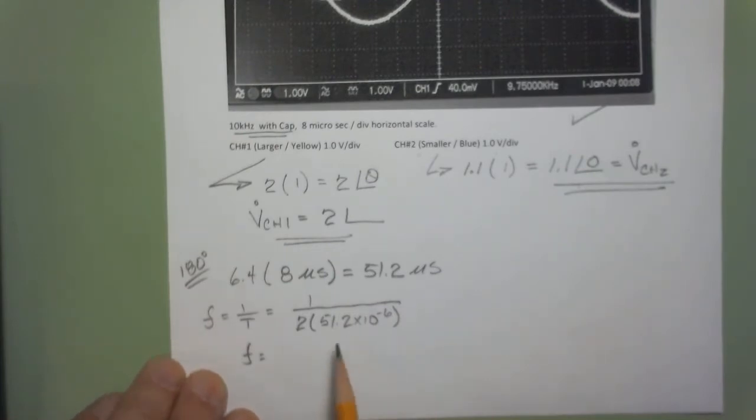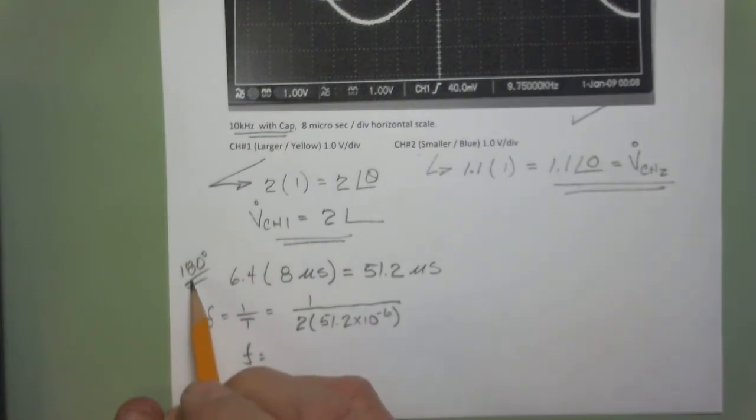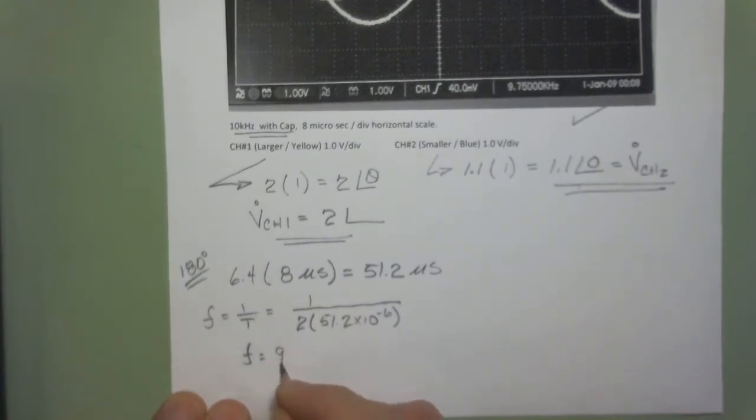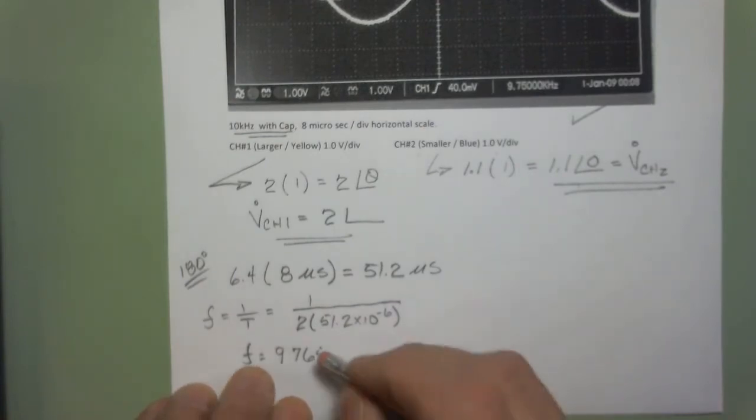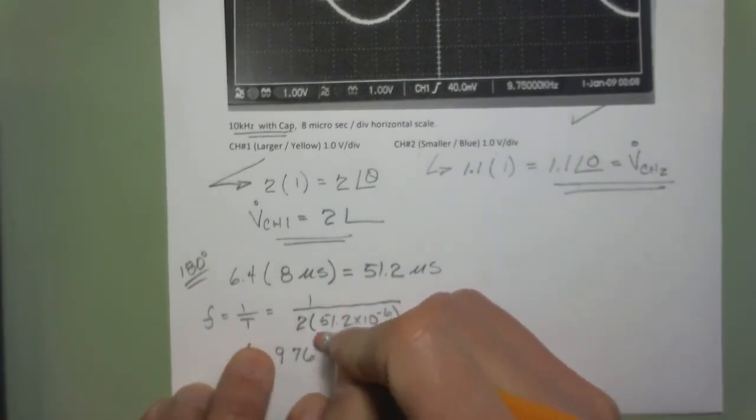So when I go to calculate the frequency now, I've got 1 divided by 2 times 51.2. And again, this 2 comes from I'm only using 180 degrees. So I need one complete cycle. One complete cycle is 360, so that's why I have to multiply this by 2. So that's where that 2 is, and then this is just 51.2 microseconds. Okay, so this turns out to be 9,766. Yeah, let's take it at that.